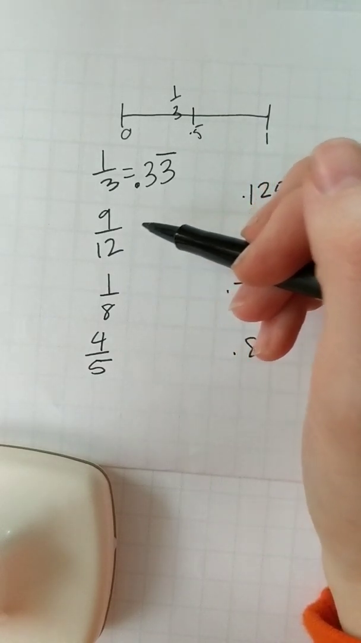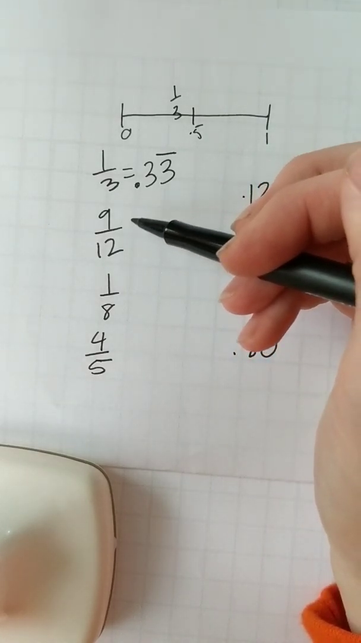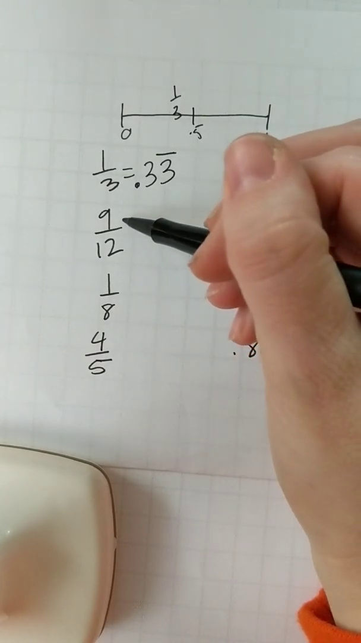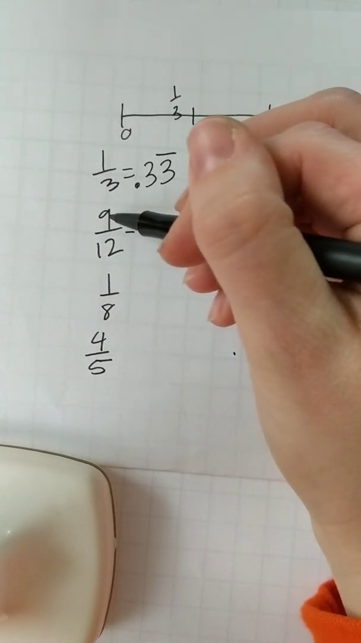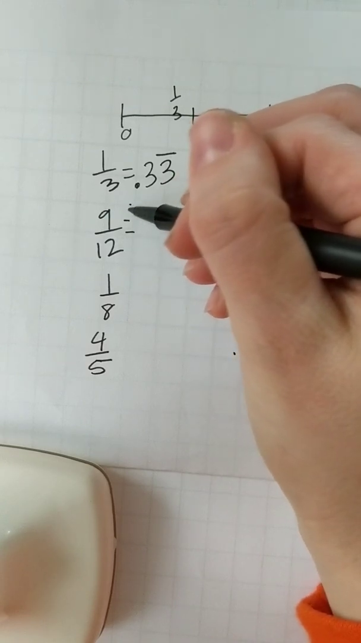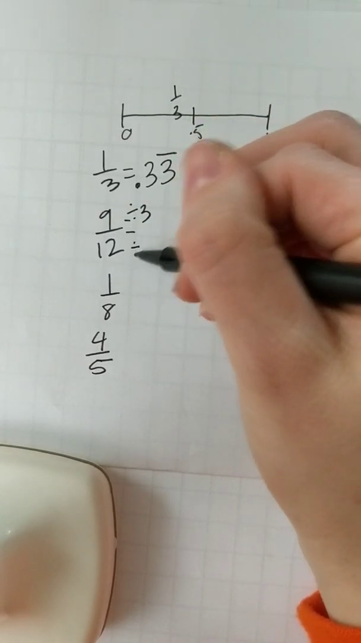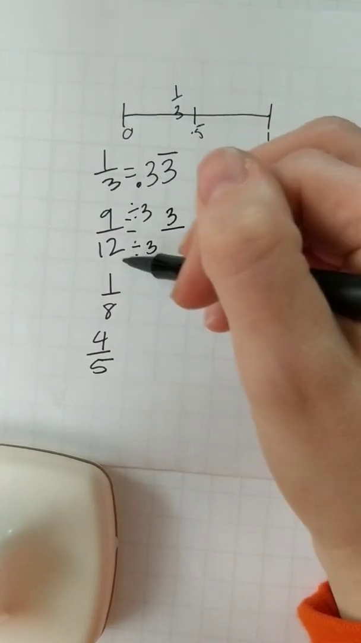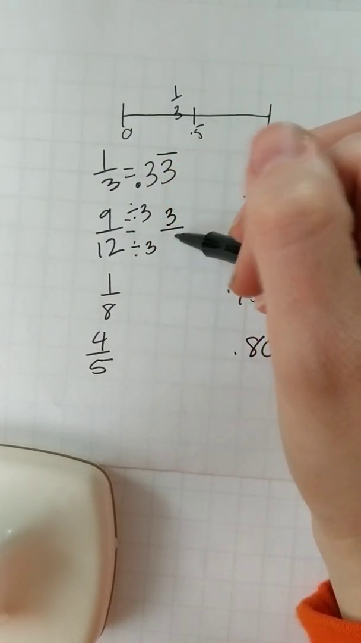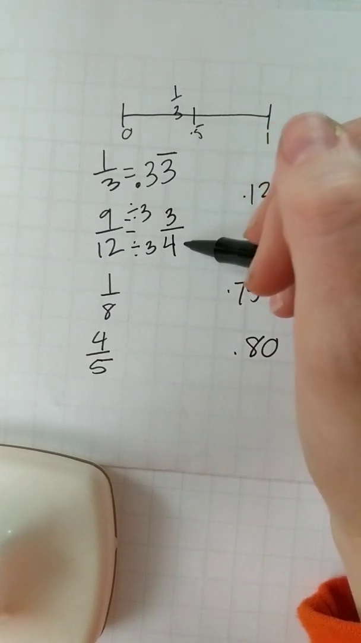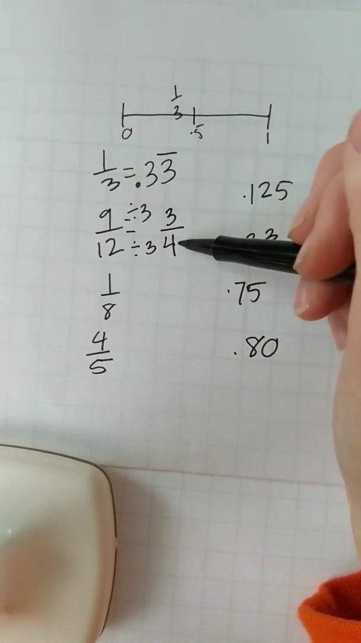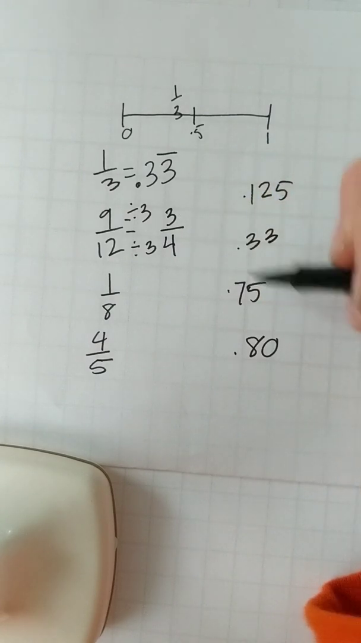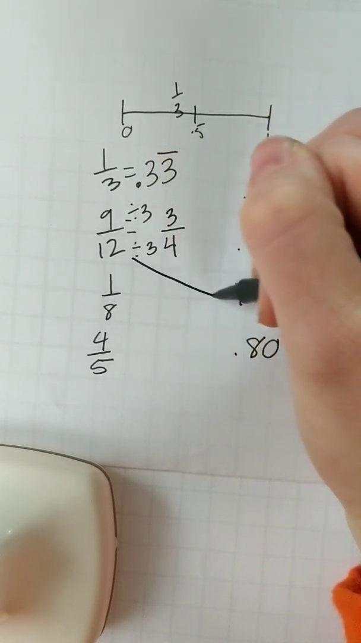9/12. So 9/12 is not fully simplified. So let me simplify that and see if I recognize the fraction. I know that 9 and 12 can both be divided by 3. Let's do that. 9 divided by 3 is 3. 12 divided by 3 is 4. Ooh, 3/4. I know about 3/4 because I know that there are 4 quarters in a dollar, and when I have 3 of them, I have 75 cents. So 75 hundredths. There it is. There's one match.